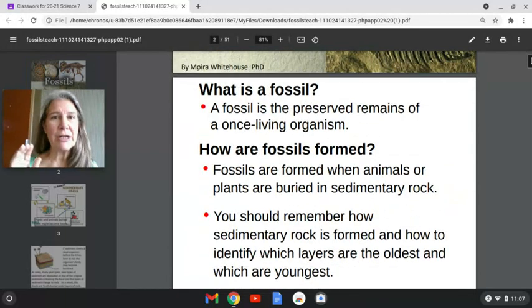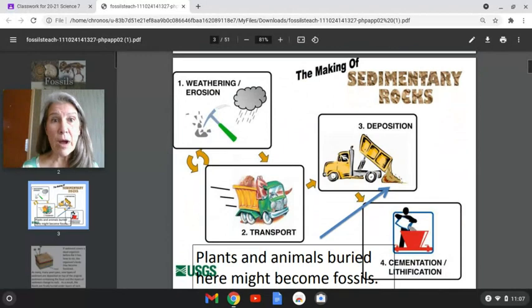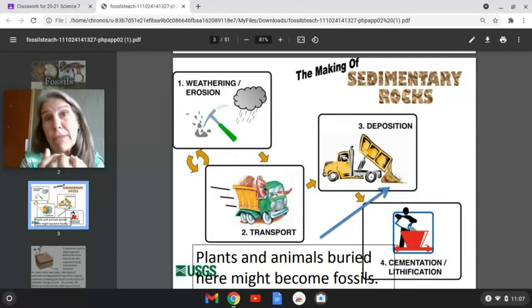So, a fossil is the preserved remains of what was once living, and that's made by having that living thing rapidly buried and compressed. Usually we will find them in sedimentary rocks. And you will remember from learning about rocks that sedimentary rocks happen because rocks are weathered or eroded away, and then those rocks are transported or moved, and then they're deposited. And then there is cementation, where they're compressed and they just become like a rock.